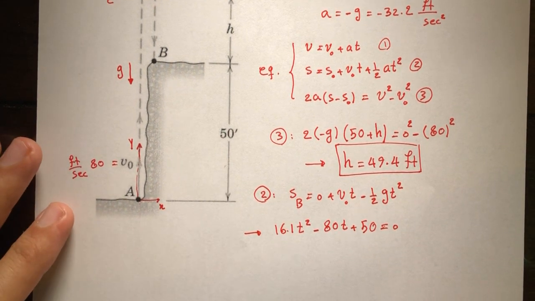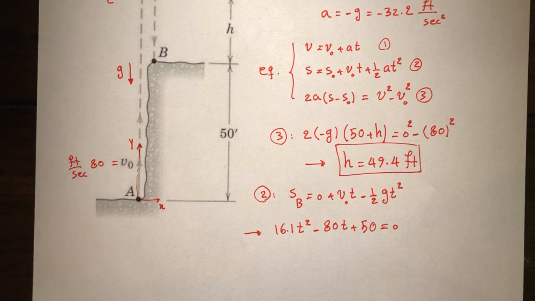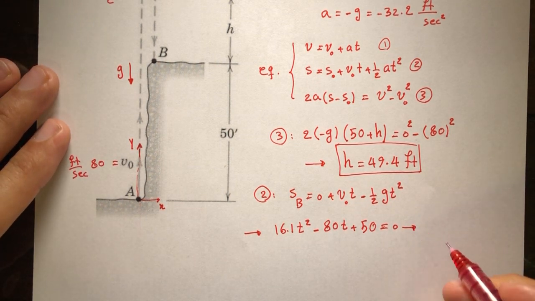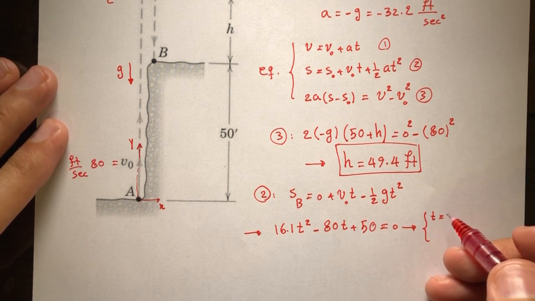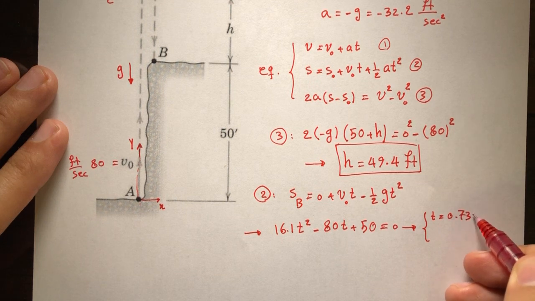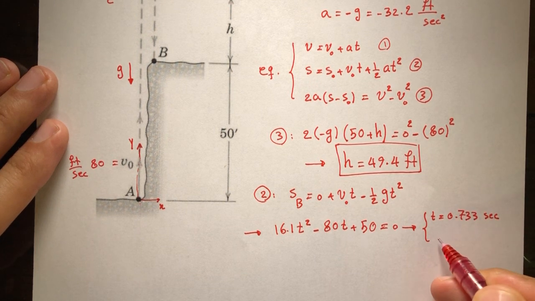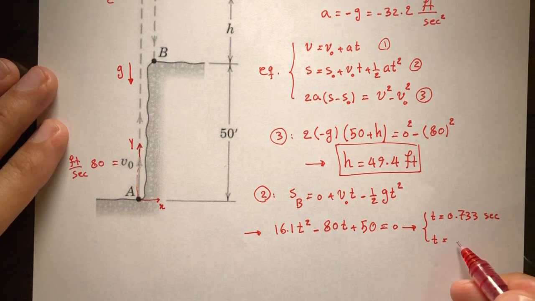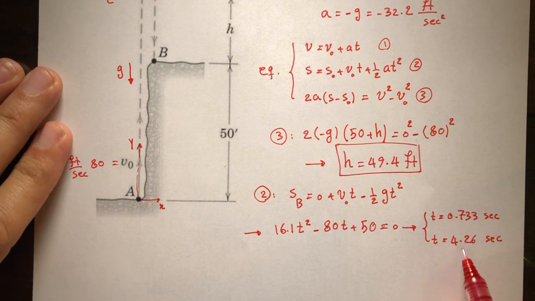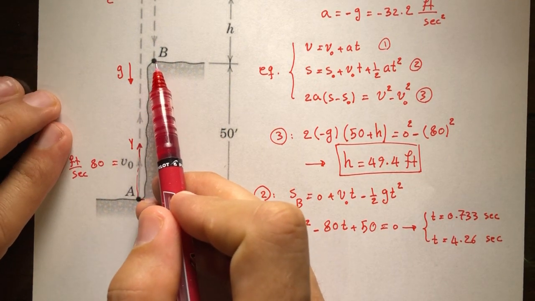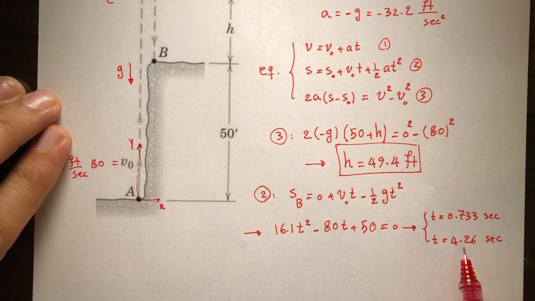So we have a quadratic equation here, and you know how to solve a quadratic equation. And of course, we are going to have two solutions for it. So t is going to be equal to 0.733 seconds, or t is going to be equal to 4.26 seconds. We got two solutions. What's the meaning of that? The time for this particle to hit point B, you have two options for it. Which one is going to be the correct solution? The second one is going to be the correct solution.